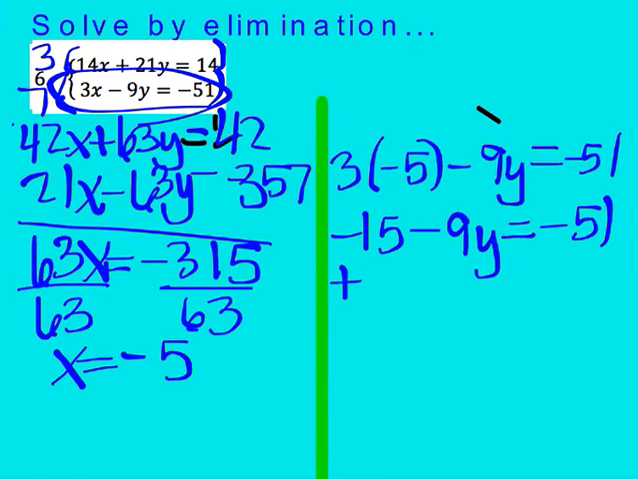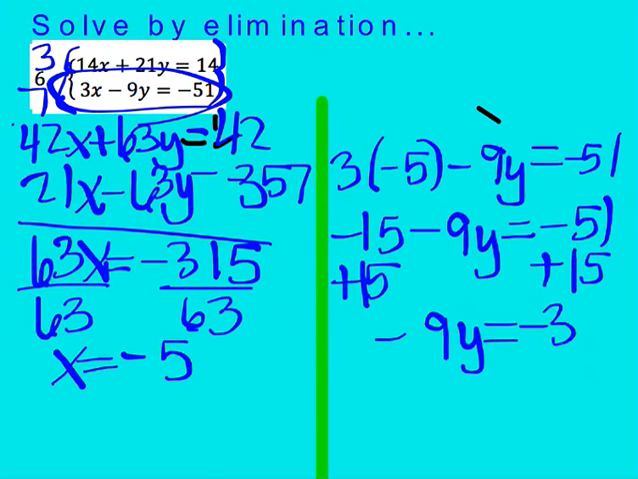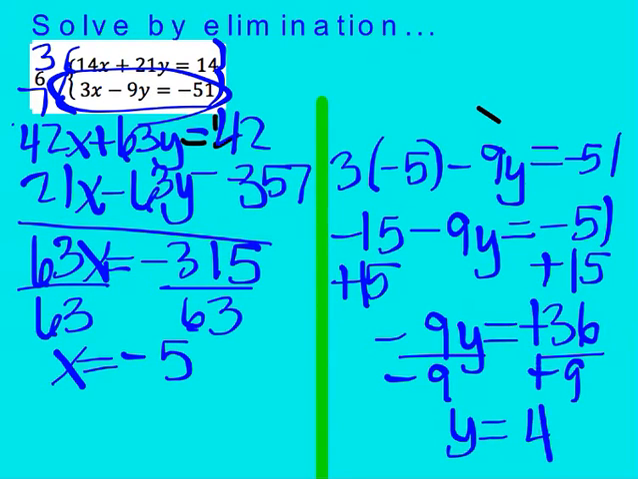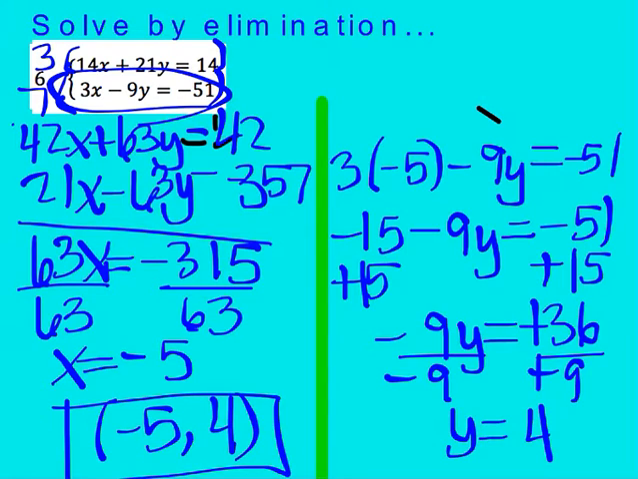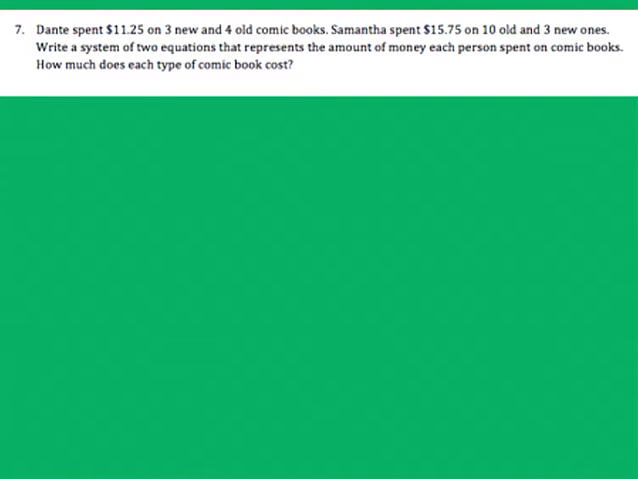So then I'm going to add 15 to both sides. And then I'm going to get a negative 9y is equal to a negative 36. Divide both sides by a negative 9. And I get that y is equal to a positive 4 because a negative divided by a negative cancels out. So then our answer is negative 5, 4. Okay. So let's go ahead and take a look at number 7.